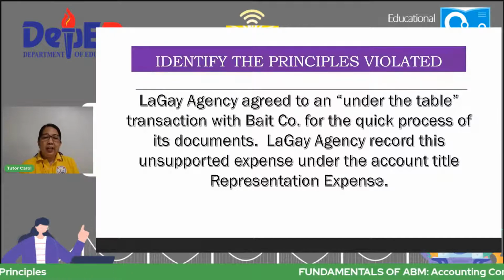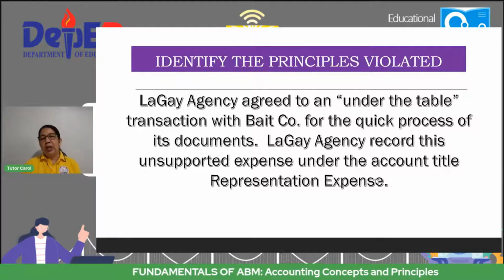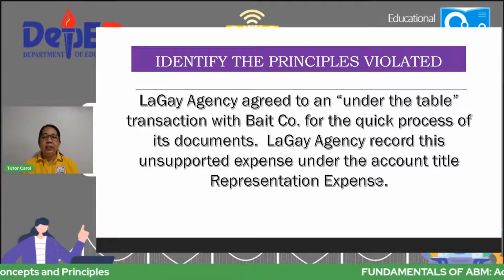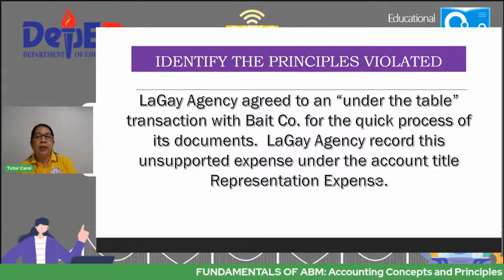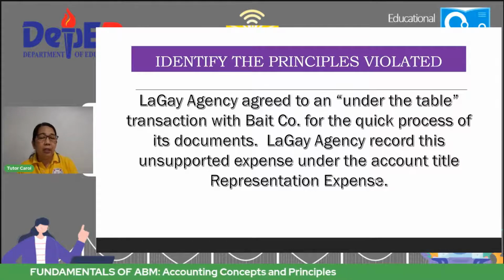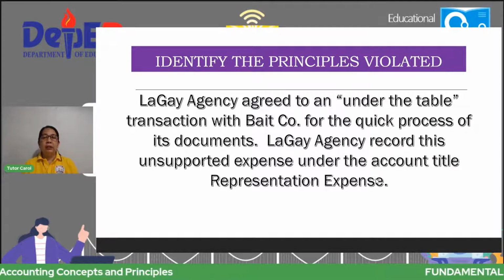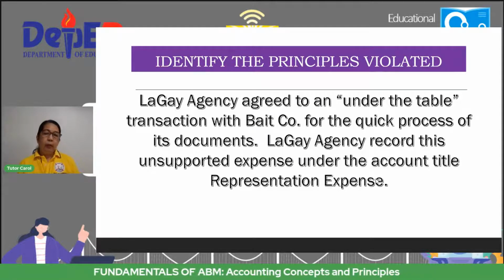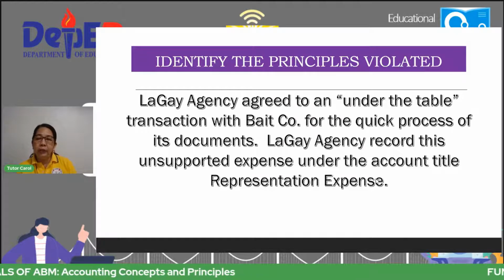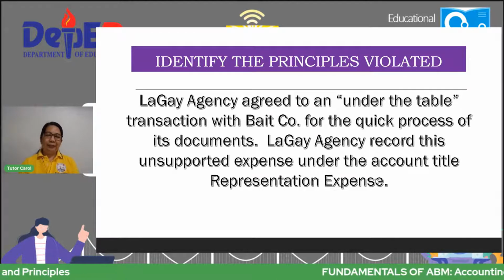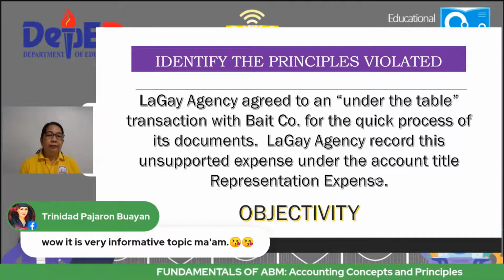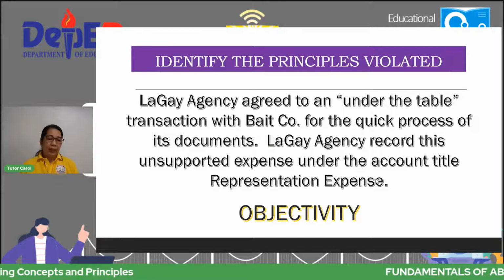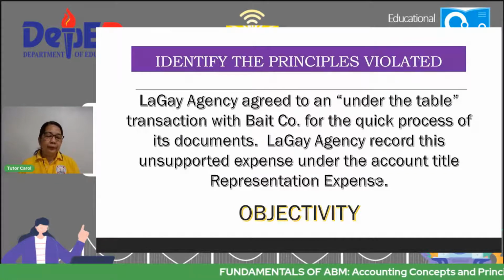Okay? Lagay, agency agreed to an under-the-table transaction with Bait Company. This is for the quick process of its documents. Okay? So, lagay, agency, record this unsupported expense under the account title representation expense. Okay, so what is the principles violated? Okay, answer is objectivity. Okay, objectivity. The answer is objectivity. Okay, very good. So let's move forward. Moving on.